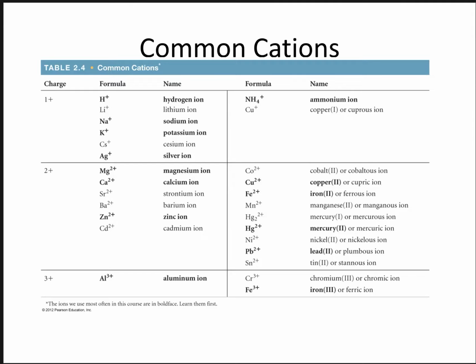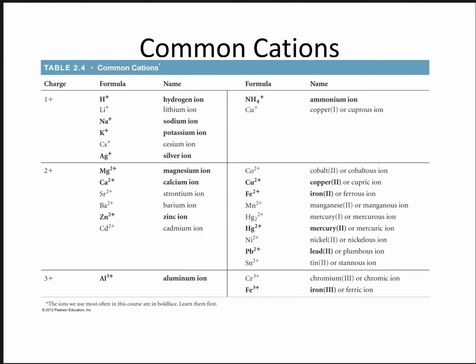So if we're talking about copper with a +2 charge, we call it copper-2 ion. Or lead with a +2 charge, it's lead-2 ion. Or iron-3 would be iron-3 ion.